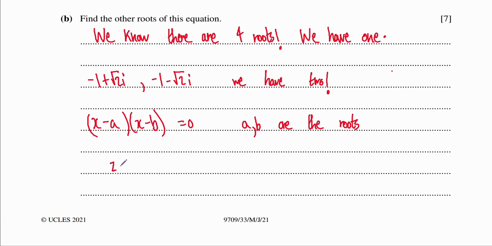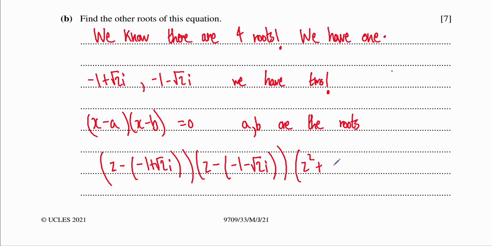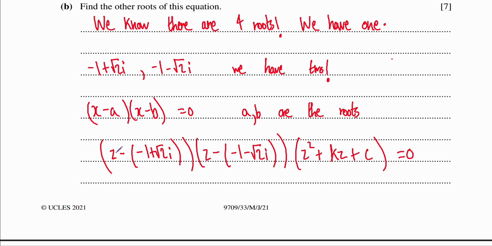So that means z minus this thing right here, z minus (minus 1 plus root 2i), times z minus (minus 1 minus root 2i), and then we have z squared plus kz plus a constant c, is equal to 0. Now I've just factorized this equation, right? It's a power 4 equation. I know I have z and z, so I'm going to have z squared. Then I need another z squared to make it z to the power 4. I'm going to have a kz, and I'm going to have a constant c. We need to find k and c basically, and then solve this equation. That's what we need to do.